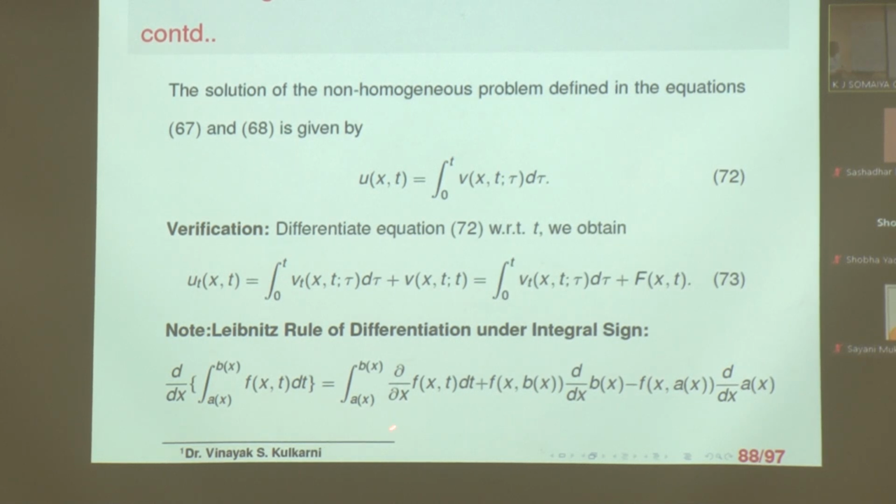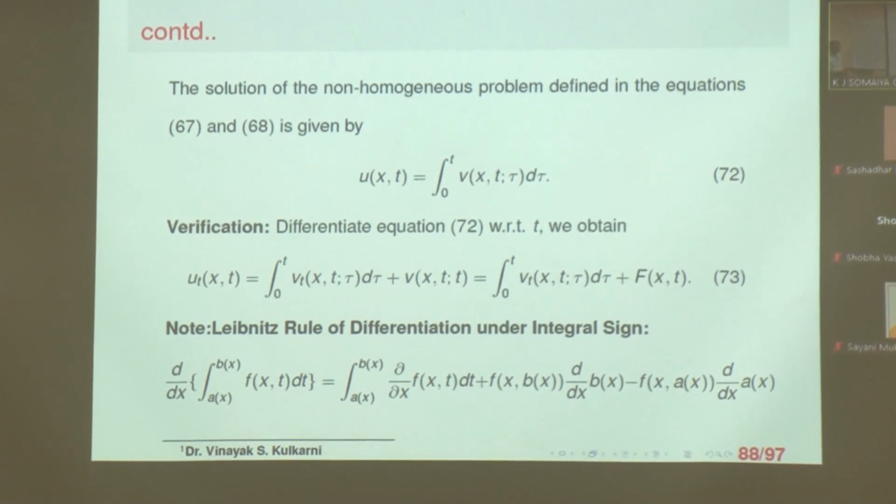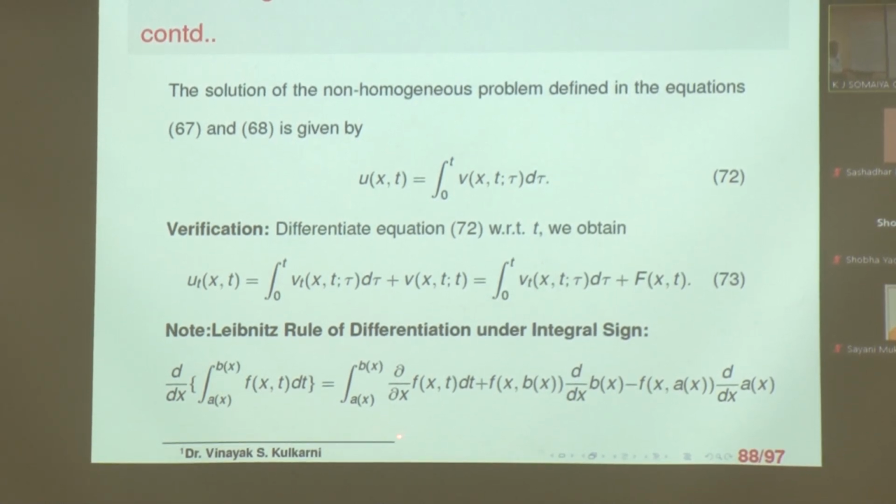Number two term: because the integration is with respect to t, replace the variable t by the upper limit. The upper limit is b(x). Therefore t is replaced by b(x), multiplied by the derivative of b(x) with respect to x, minus, again the same function f(x,t), with t replaced by the lower limit a(x).